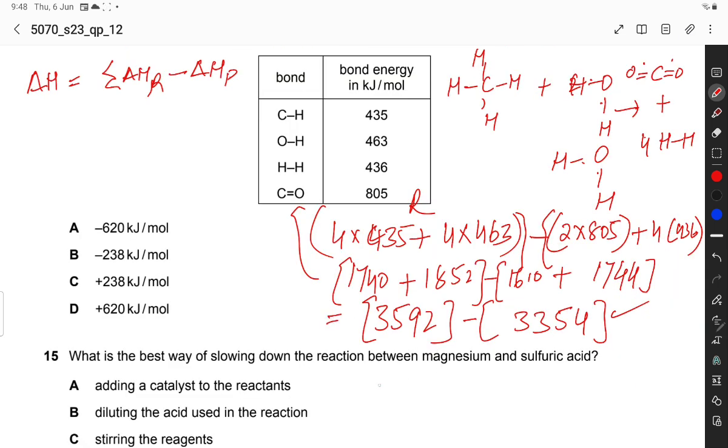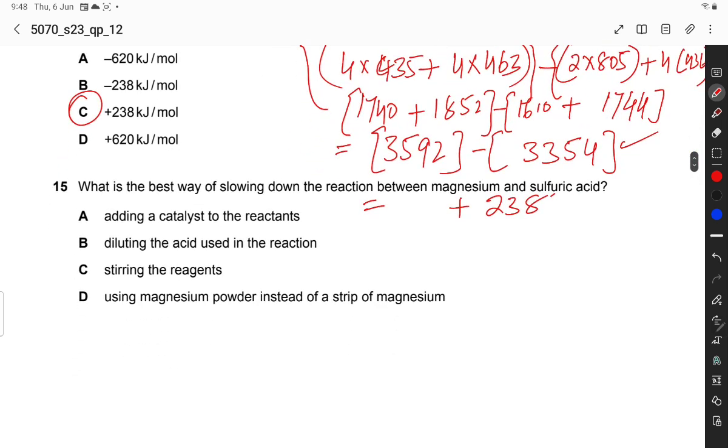So this is equal to plus 238. So C option is correct option. What is the best way of slowing down the reaction between magnesium and sulfuric acid?